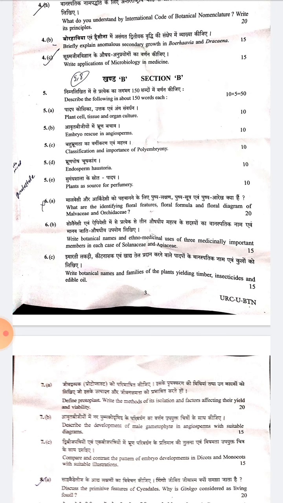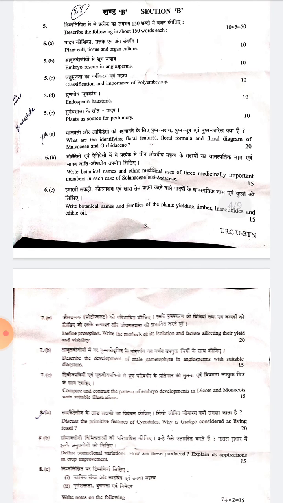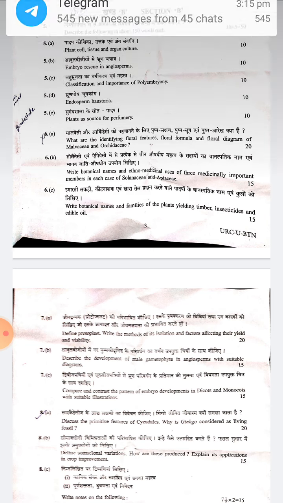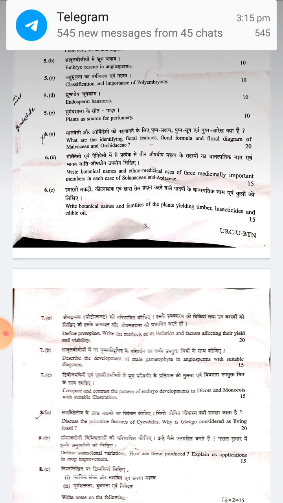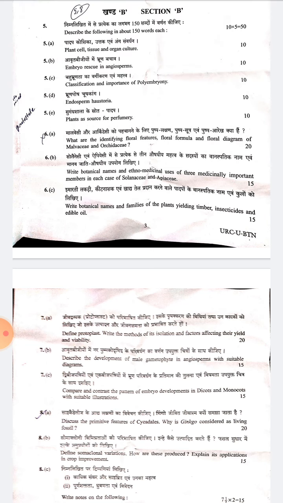Next we move on to 7. 7A: define chloroplast and write the method of isolation and factors affecting their yield and viability. 7B: describe the development of the male gametophyte in angiosperms with suitable diagrams. And 7C: compare and contrast the pattern of embryo development in dicots and monocots with suitable illustration.